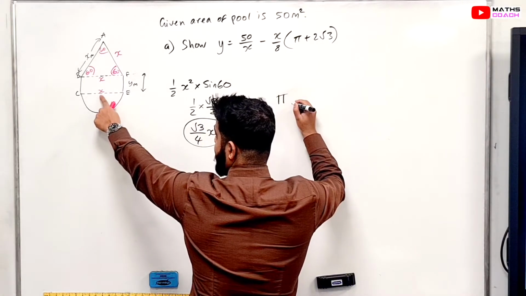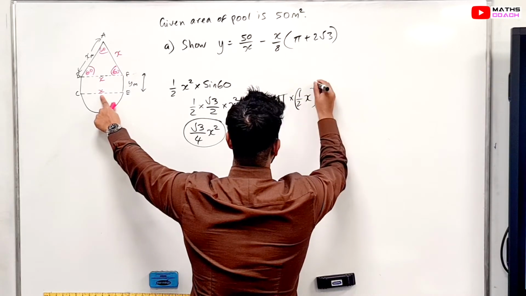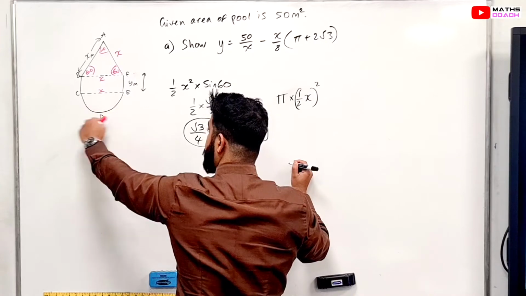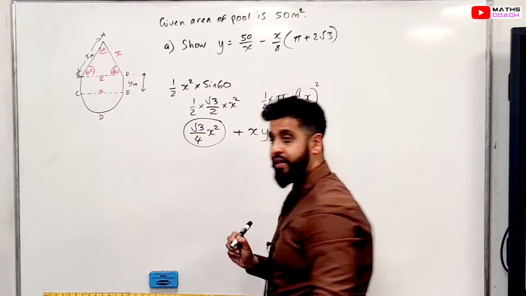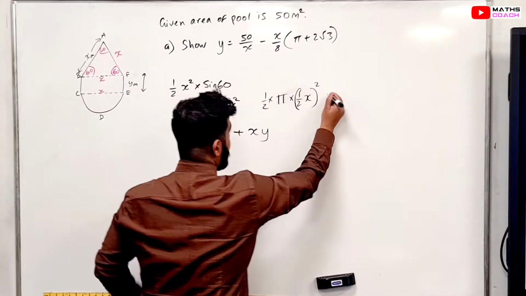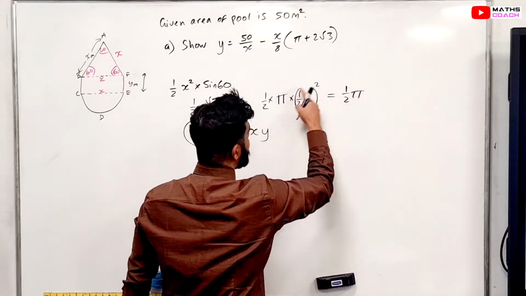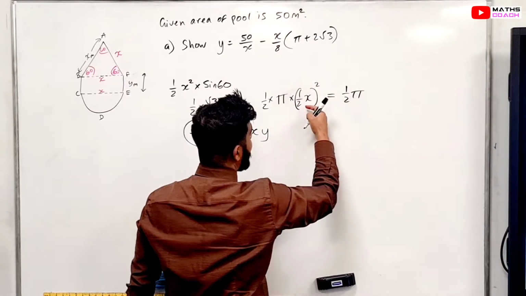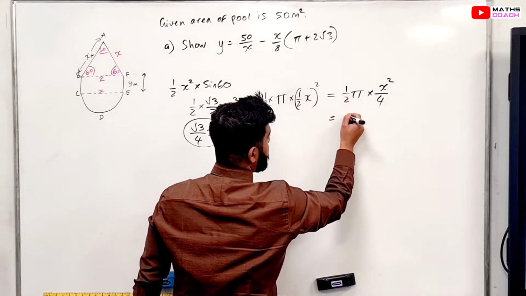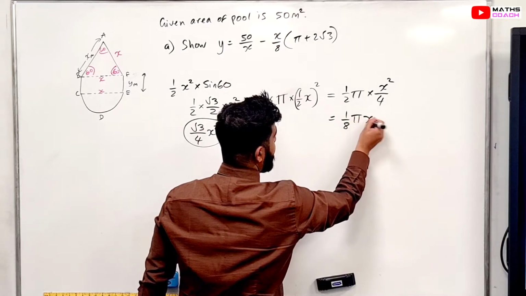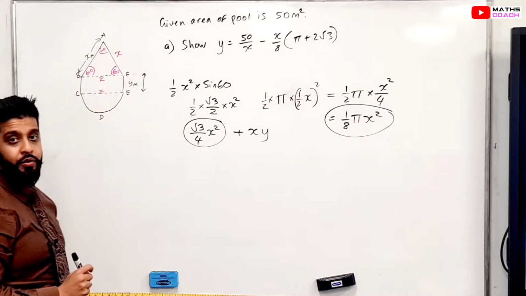So the area of this semicircle is going to be pi r squared. Now r, the radius, is going to be half of that x. So it's going to be half of x squared. And it's going to be divided by 2 because it's only half of a full circle. So let's just put that half there. Let's tidy this up. So what do we get here? So let's just write this half pi first. This will be impacted by the square. So it's going to be times by x squared over 4, which simplifies to 1 over 8 pi x squared. So this is the area of this semicircle.